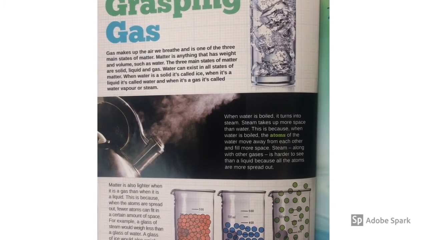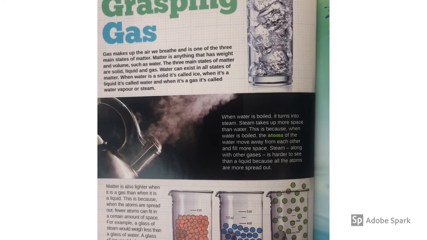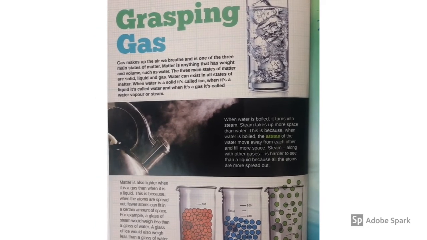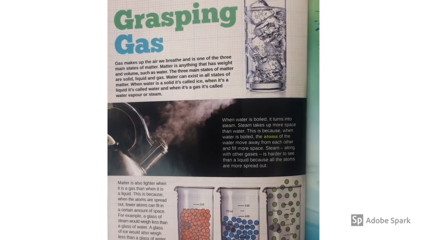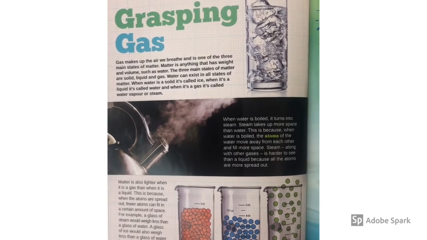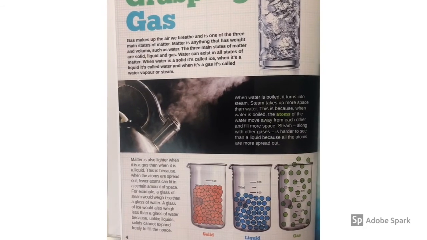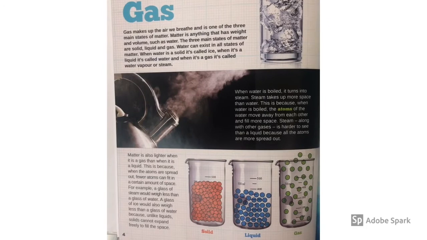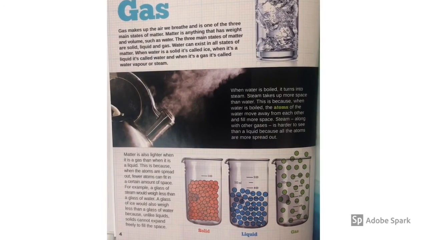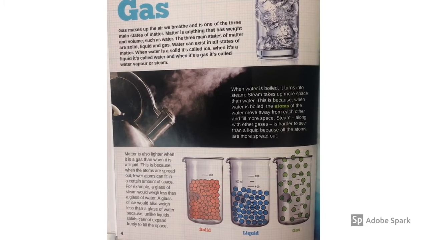When water is boiled, it turns into steam. Steam takes up more space than water. This is because when the water is boiled, the atoms of the water move away from each other and fill more space. Steam, along with other gases, is harder to see than a liquid because all the atoms are spread out. Matter is also lighter when it is a gas than when it is a liquid. This is because when the atoms are spread out, fewer atoms can fit a certain amount of space. For example, a glass of steam would weigh less than a glass of water.